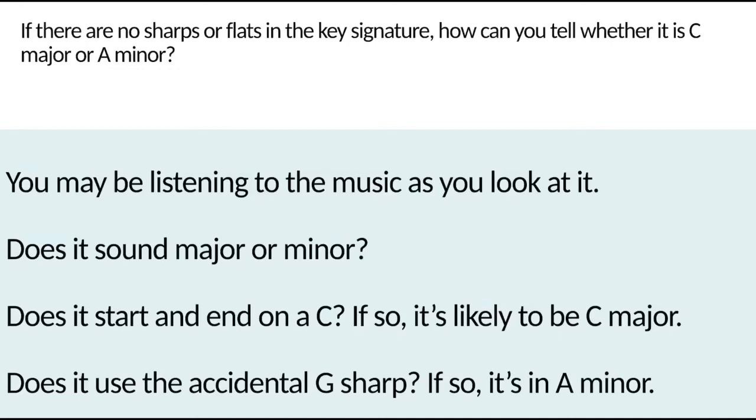So it may be that you're actually listening to the music in your Higher paper at the same time as you're looking at it. So, listening to the music, does it sound as if it's major or minor? Does it sound quite bright and happy? Does it sound a wee bit dull maybe and sad? Does the music start and end on a C? If it does, it's likely to be in C major. Does it use the accidental G sharp in places? If it does, it's likely to be in A minor.